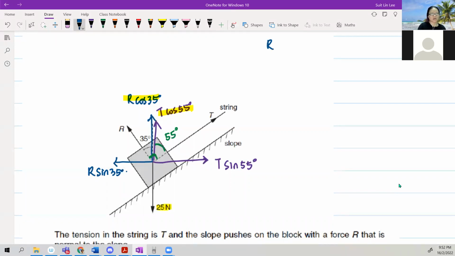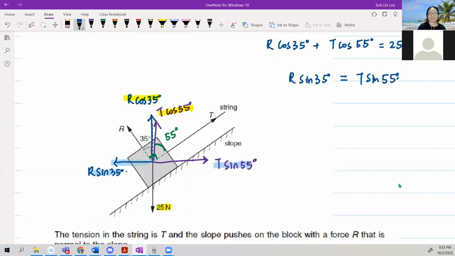So the upward forces are R cos 35, which I will not press calculator for now, plus T cos 55, my bad, is equal to 25. I can't solve the equation because I got two unknowns. But I also know that the forces to the left must cancel with the forces to the right. Okay, so the second equation that I can form is R sine 35 is equal to T sine 55.